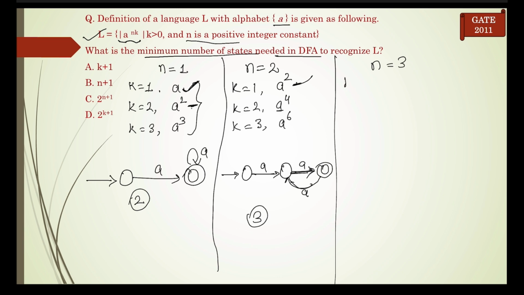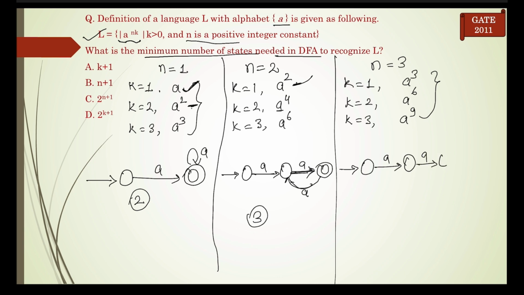Now when the value of n is 3 and k is 1, our string will be a to the power 3. When k is 2, the string will be a to the power 6. When k is 3, the string will be a to the power 9. To recognize these strings, our DFA will be like this: 3a and after that 6 times a. So the transitions will go here: 1, 2, 3, 4, 5 and 6. So the total number of states is 4.